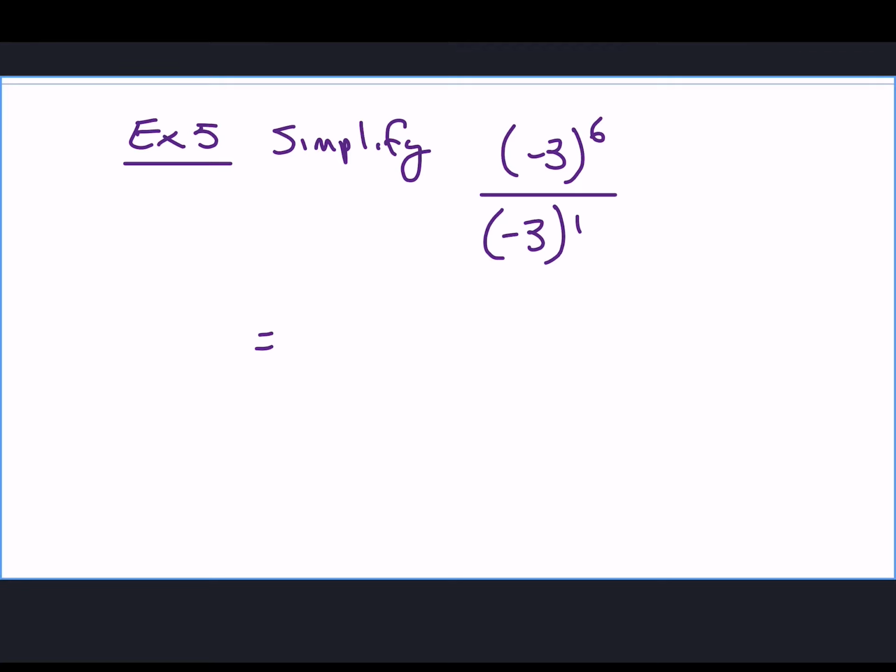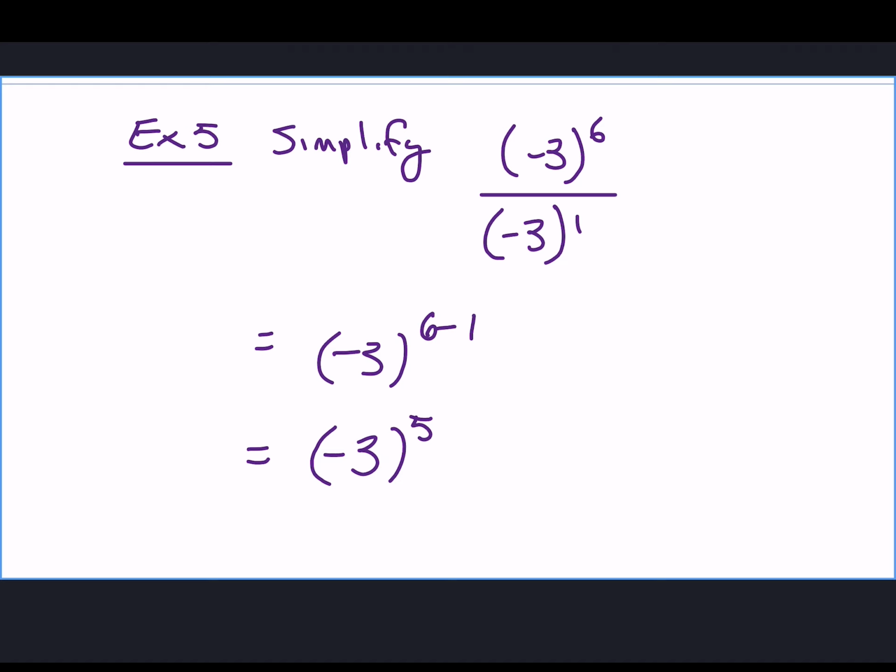Will it equal out to 1 to the 5th power? So what is our base? What's our base in this case? -3. So we don't actually do the -3 divided by -3 first. Remember, we do exponents first. So we're going to have to deal with those. We can do 6 minus 1. So we'll have -3 to the 6 minus 1. And what is 6 minus 1? 5. So we'll have -3 to the 5th power.